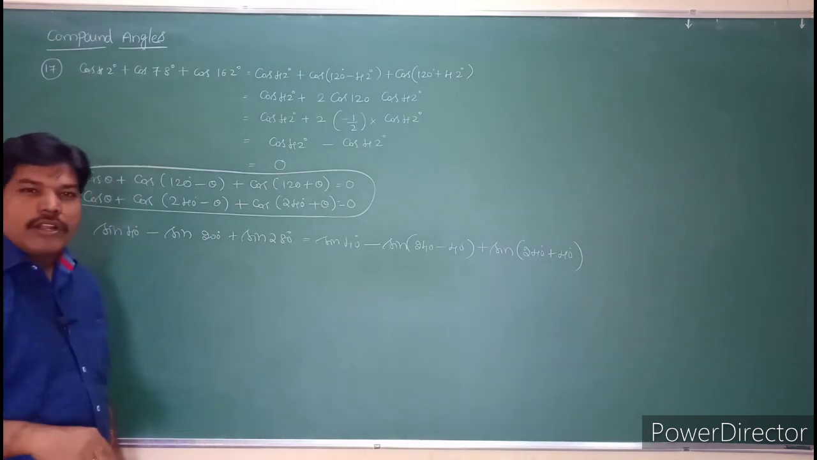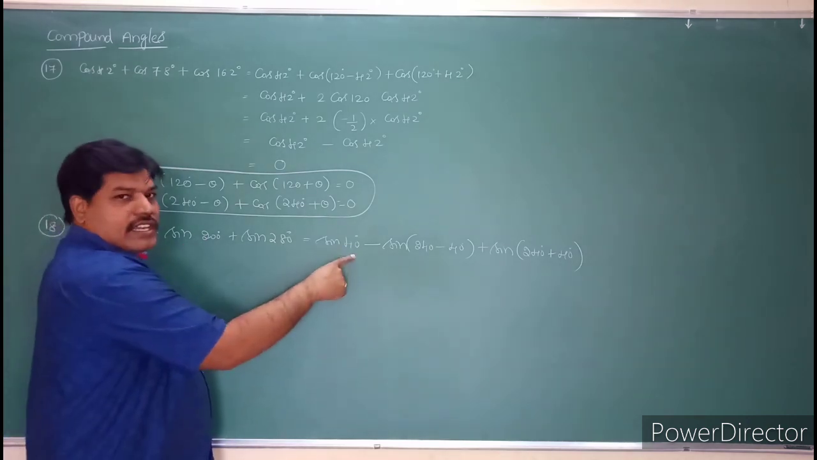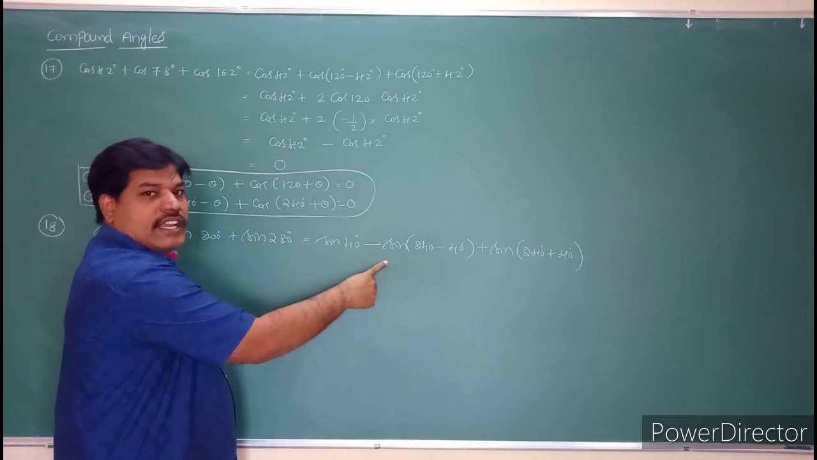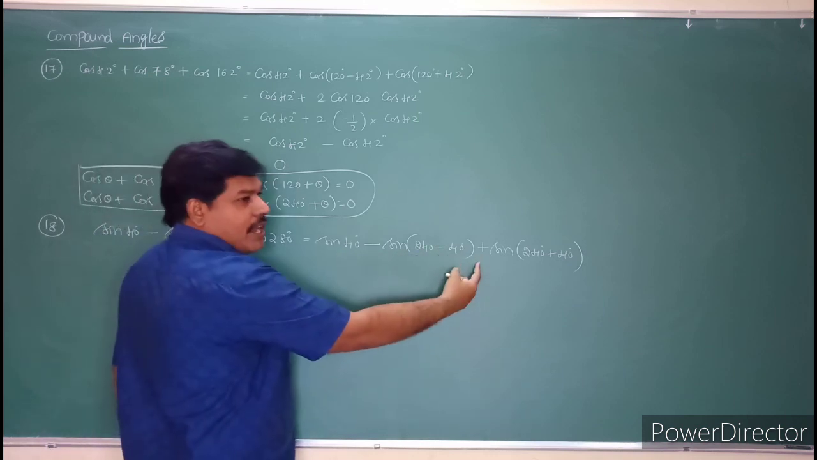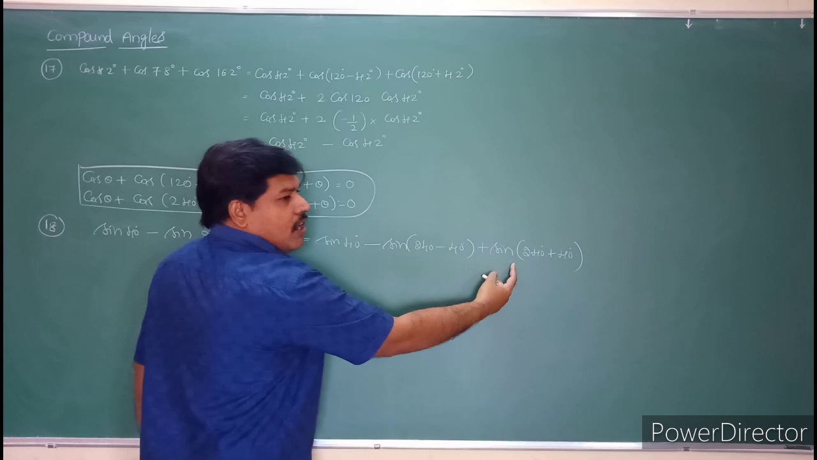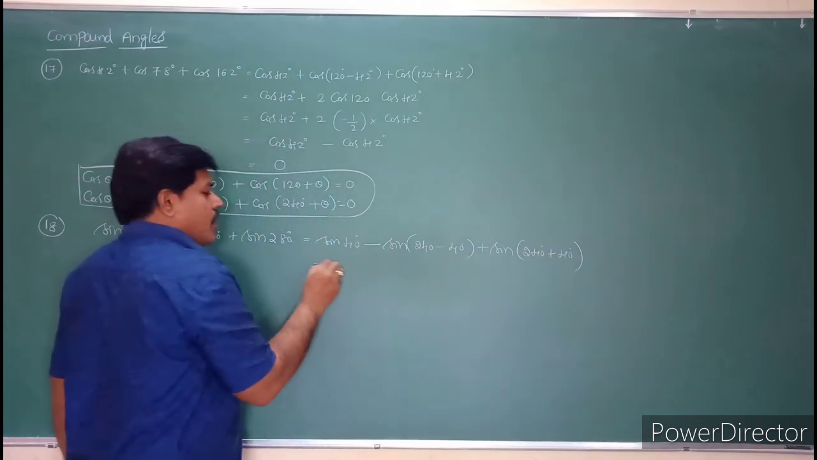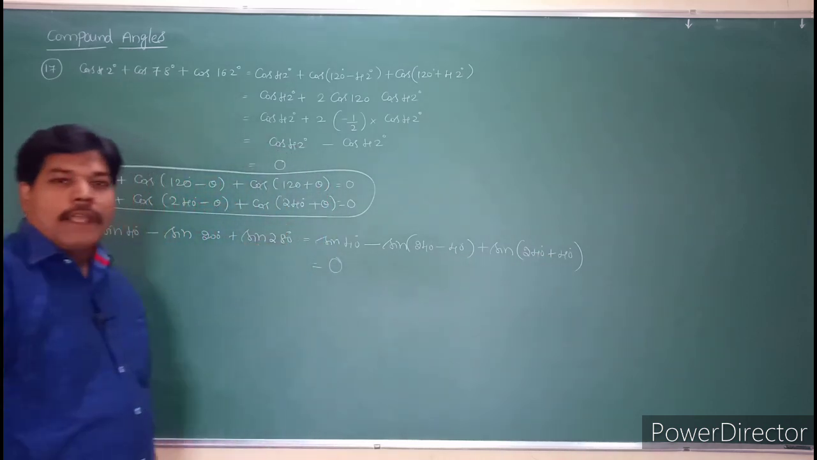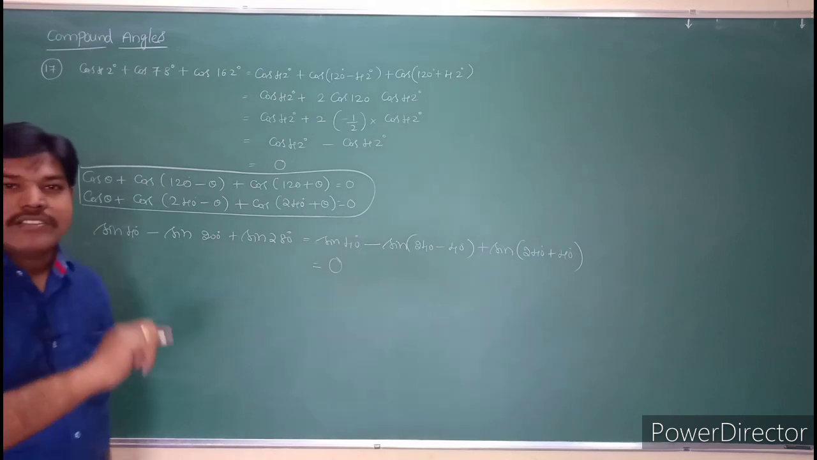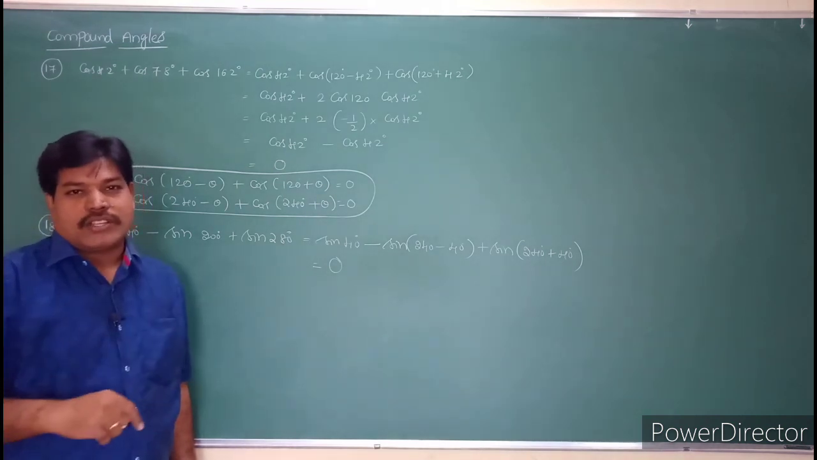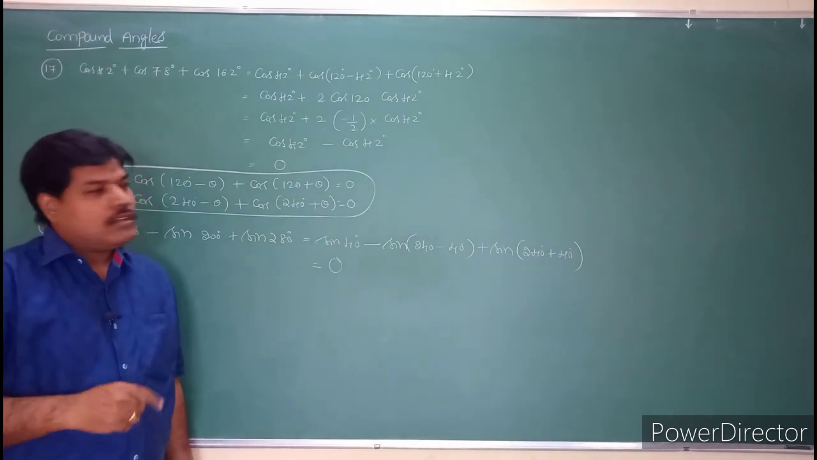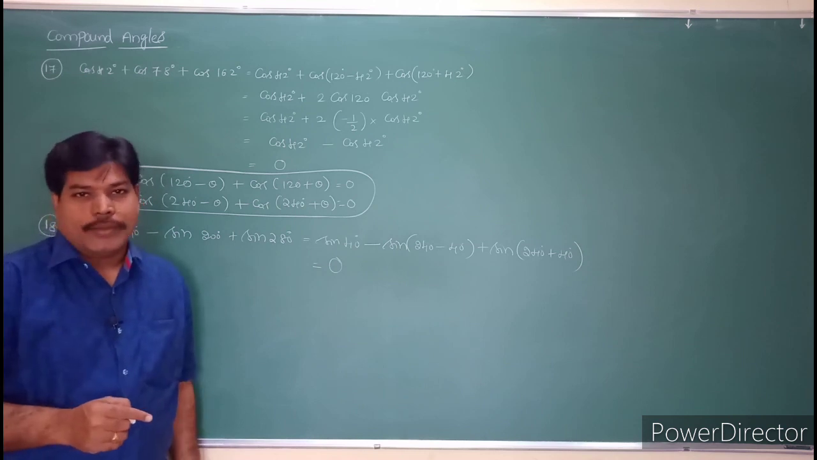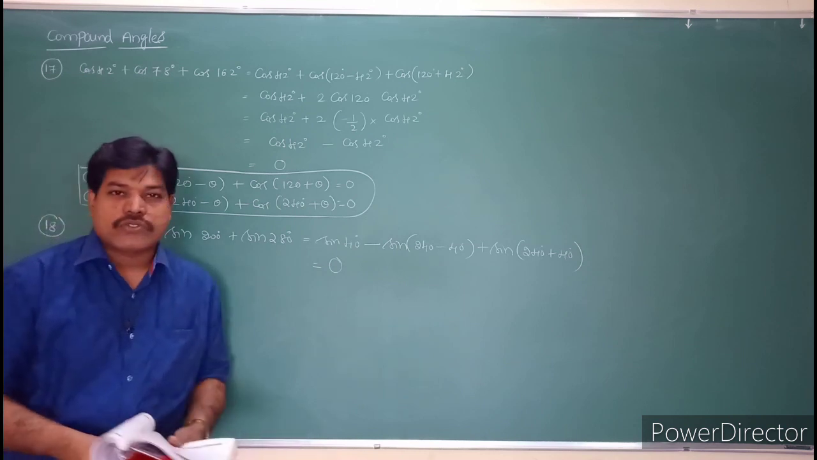So I am given the formula: sin theta minus sine of 240 minus theta plus sine of 240 plus theta. It will become 0 in one step. If you know the formula, it is a one step answer. Do you understand, students? The formulas are very important. So see that question, students.